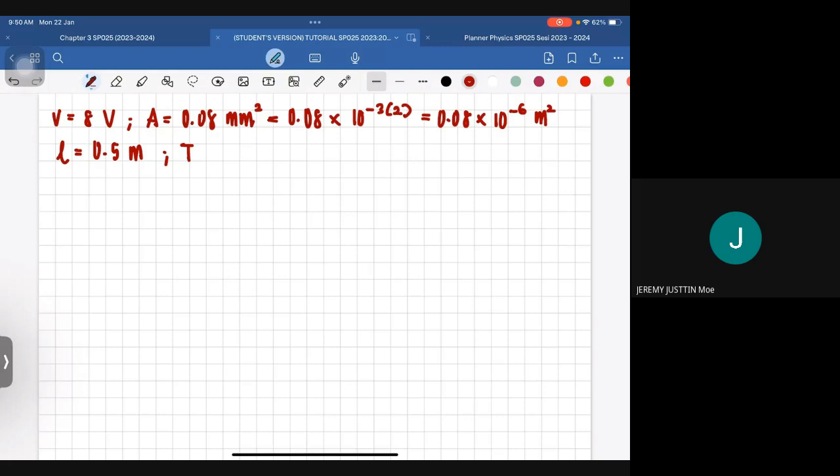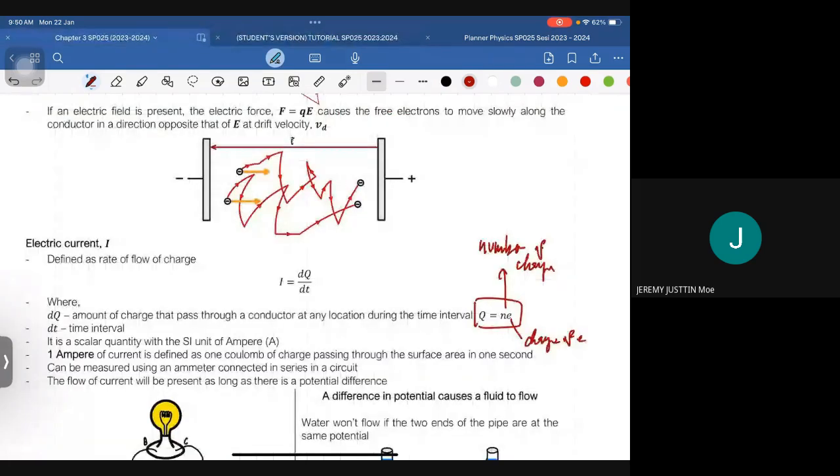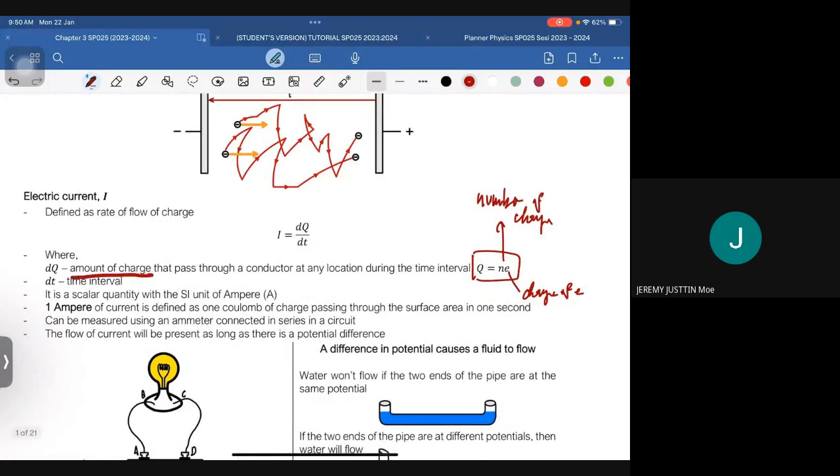number of charge also Q. Tengok balik definition di lecture notes. Di sini dia mention amount of charge, okay? Huh? Yeah, N. Number of charge particles.